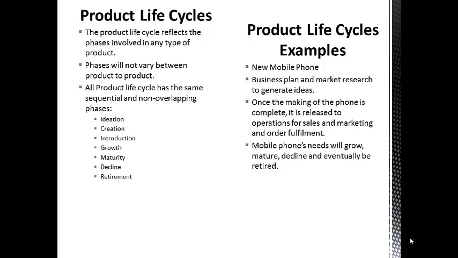The phases that all product life cycles undertake are sequential, and this time they're non-overlapping. As you can see, these are ideation, creation, introduction, growth, maturity, decline, and then retirement. An example of a product life cycle can be a mobile phone.